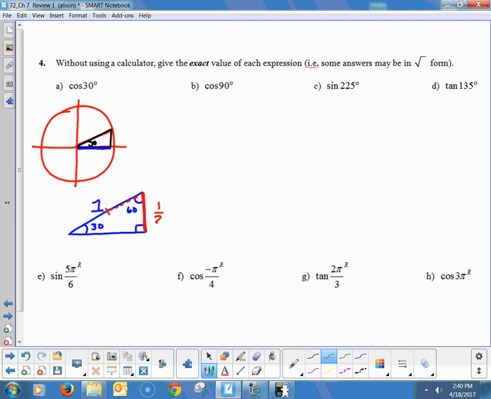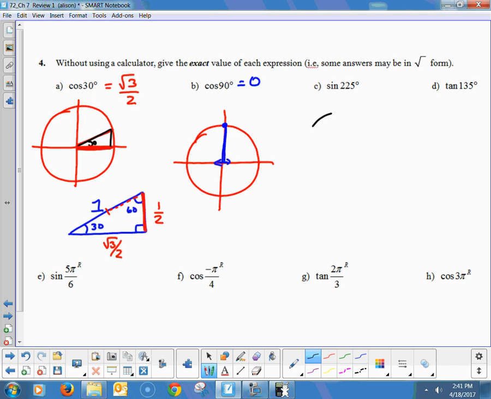So this is 1/2, and the only other number you need to remember is root 3 over 2. So the answer to A, the cosine of 30, is this red distance, which is root 3 over 2. Cosine of 90. Well, cosine of 90 degrees is all the way up here. There it is. And the cosine is the x value at this point. And the x value, the back and forth value here, is 0.